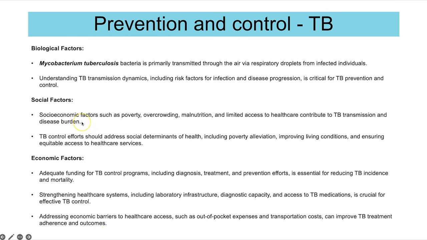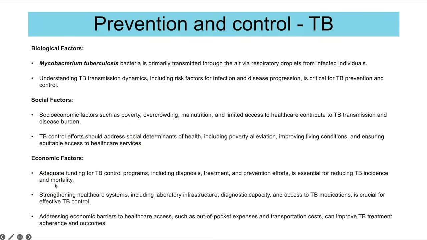If we have a look at social factors, social economic factors such as poverty, overcrowding, malnutrition, because that weakens your immune system, and limited access to healthcare, so maybe you aren't vaccinated, could contribute to the transmission. So TB control efforts should address social factors as well, so trying to alleviate poverty, maybe providing vaccines for free, improving living conditions, and that should help prevent and control the transmission of TB.